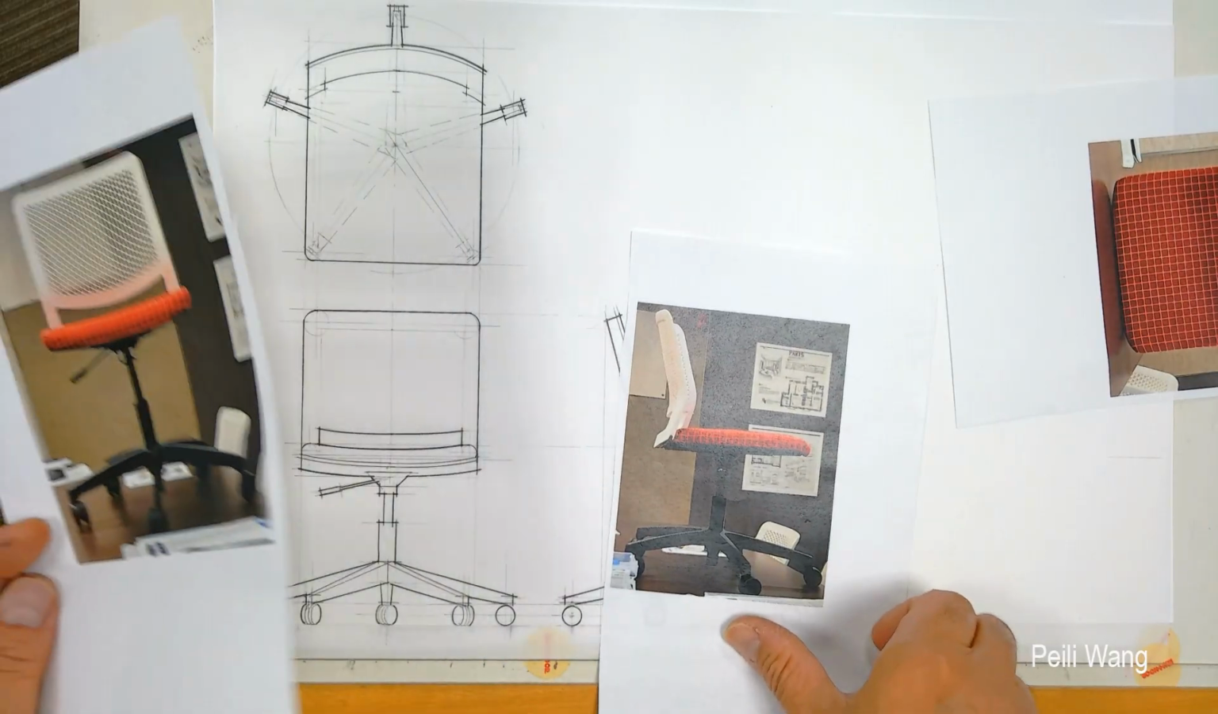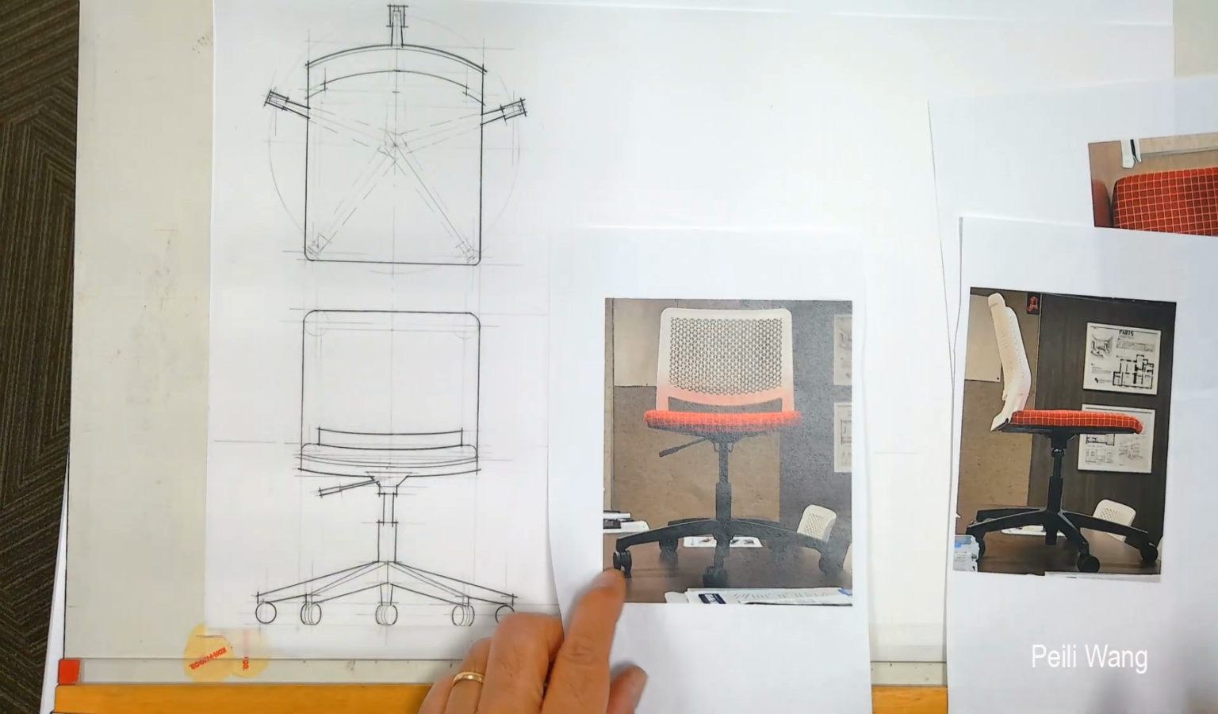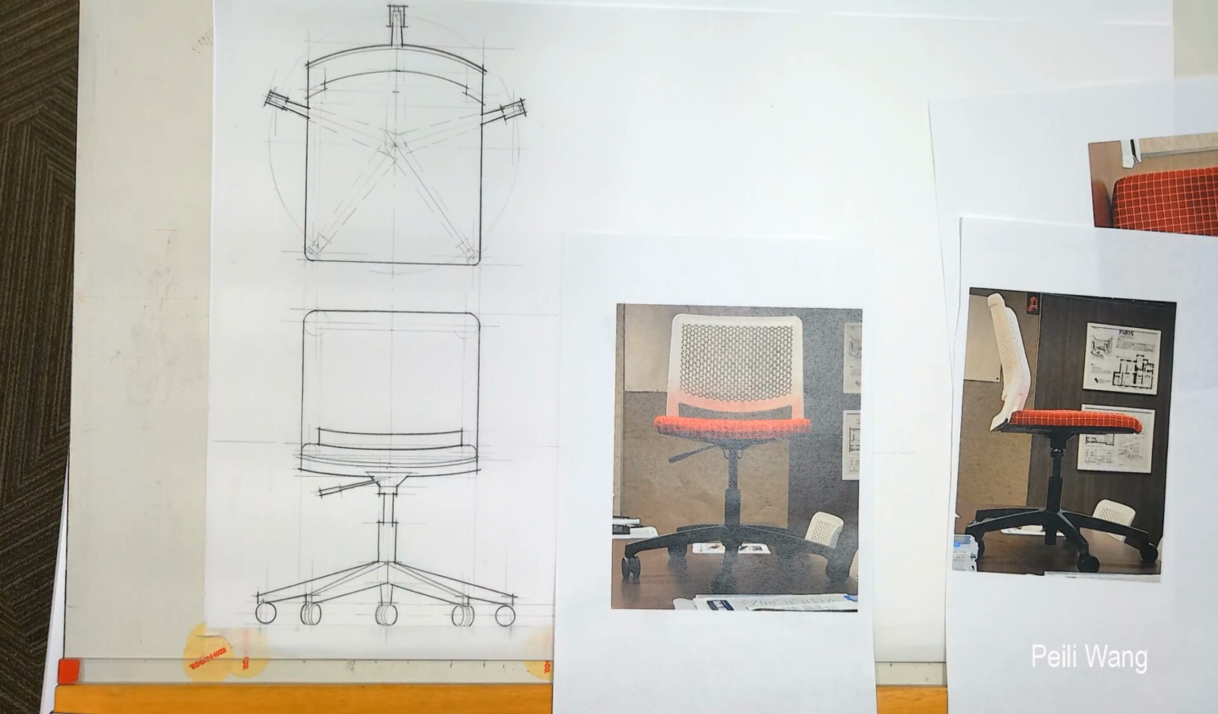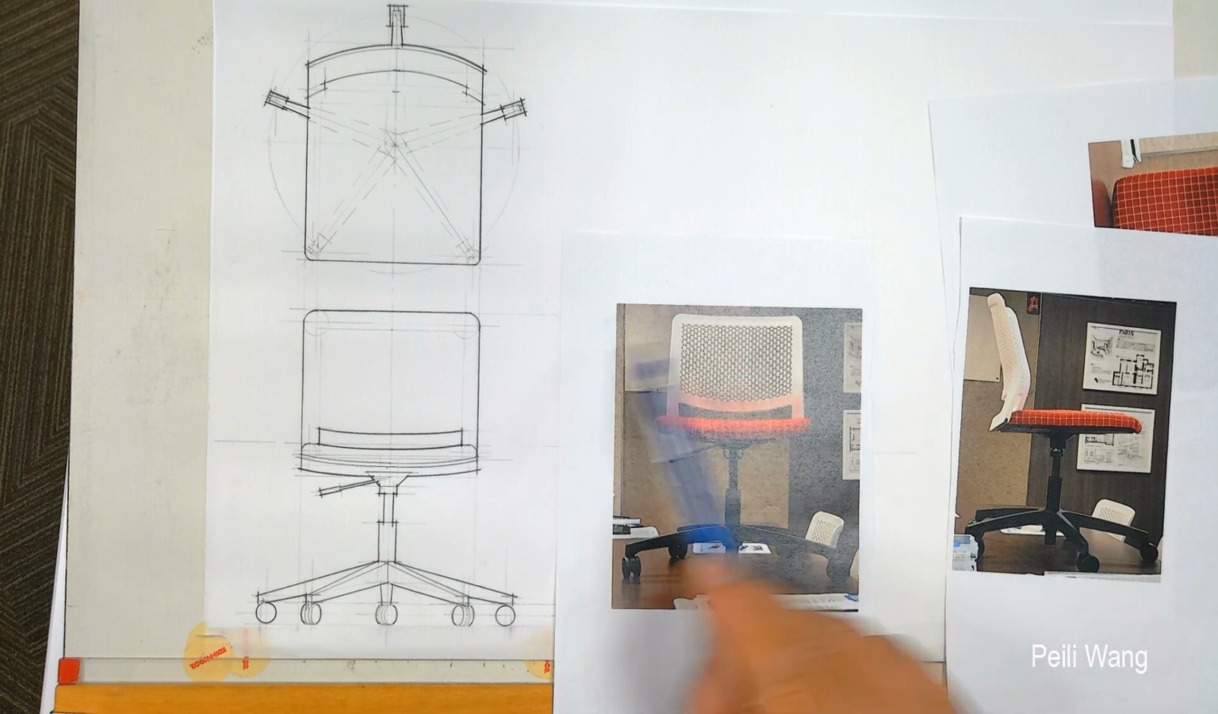In the front view, we can see 5 legs: 1, 2, 3, 4, 5 legs, and here you can see 1, 2, 3, 4, 5 legs. But this is one line, while this picture is a perspective, not a 2D drawing. And you can also see a curve shape here, but this is straight.